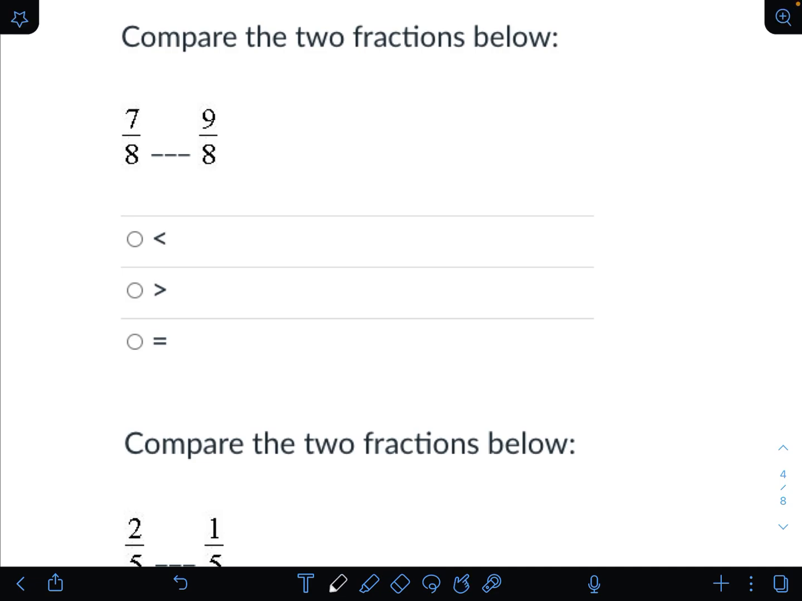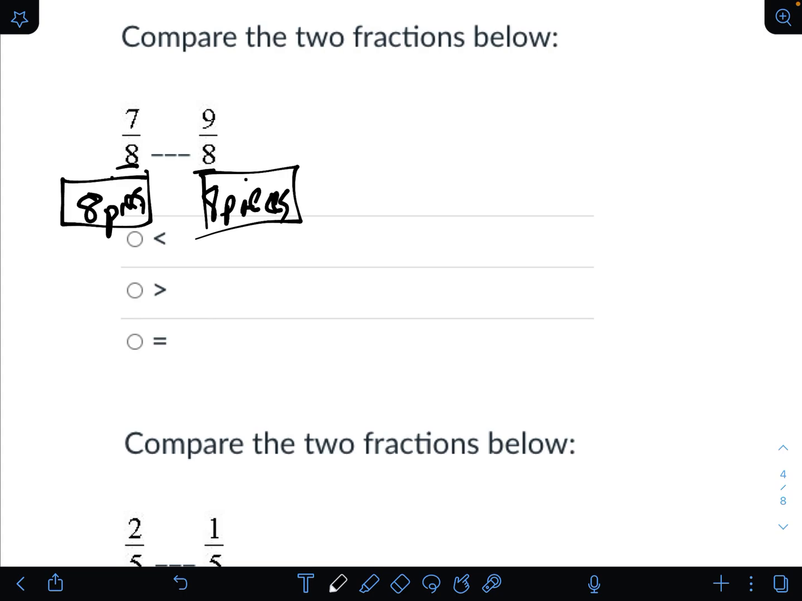So first one, we have 7/8 versus 9/8. And the question is, which one is bigger or smaller? I would do bigger because that's how I think. So if you don't know, you could say, okay, I have a candy bar. Well, I have two candy bars. They're both the same size. This first one is broken down into 8 pieces. And I really love candy bars. The next one is also broken down into 8 pieces.